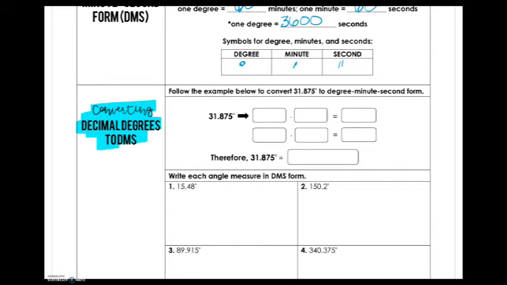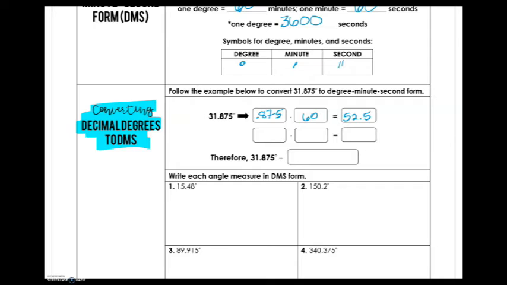So here we are converting decimal degrees to degree, minute, seconds. So what we need to do first, just think through this process. I want to change the decimal part. The 31 is already there. So the first thing I need to do is focus on the decimal, which is 0.875. If I do that times 60, because there are 60 minutes in 1 degree, I'm going to get 52.5. So this is 52.5 minutes.